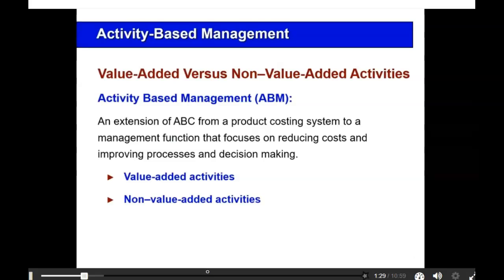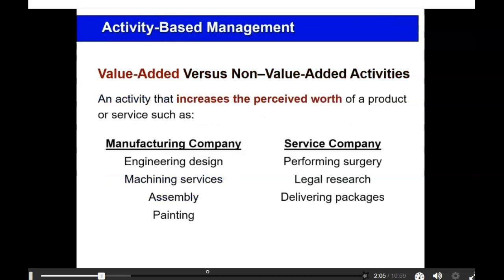Now, when we talk about activities, the first thing we're going to do is distinguish between an activity that is value added and an activity that is non-value added. As I stated before, activity-based management is an extension of activity-based costing from a product costing system to a management function that focuses on reducing costs and improving processes and decision-making. So we look at these activities and we define value-added, non-value-added.